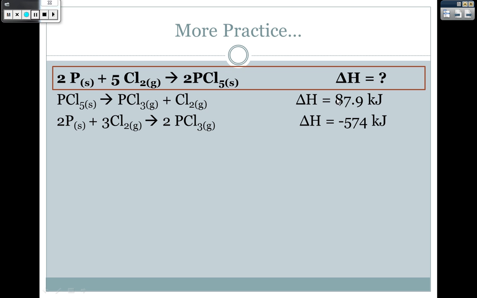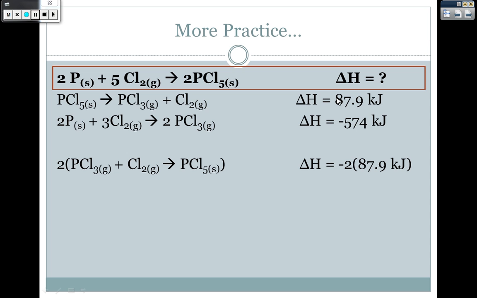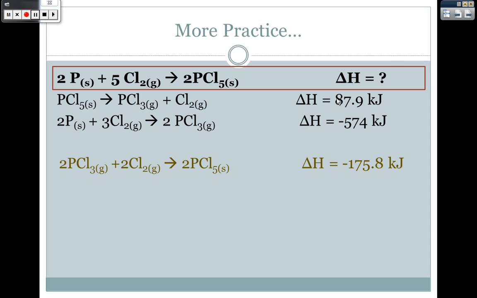If we flip it and multiply the reaction by 2, we have to flip and multiply the enthalpy change by 2 as well. So we're going to have 2 PCl3 plus Cl2 making PCl5, which has an enthalpy change of negative 2 times, because we flipped it so it's negative, and 2 because we multiplied everything by 2, 87.9 kilojoules. We can expand this and make it make a little more sense by saying 2PCl3 plus 2Cl2 making 2PCl5, which has a delta H of negative 175.8 kilojoules.